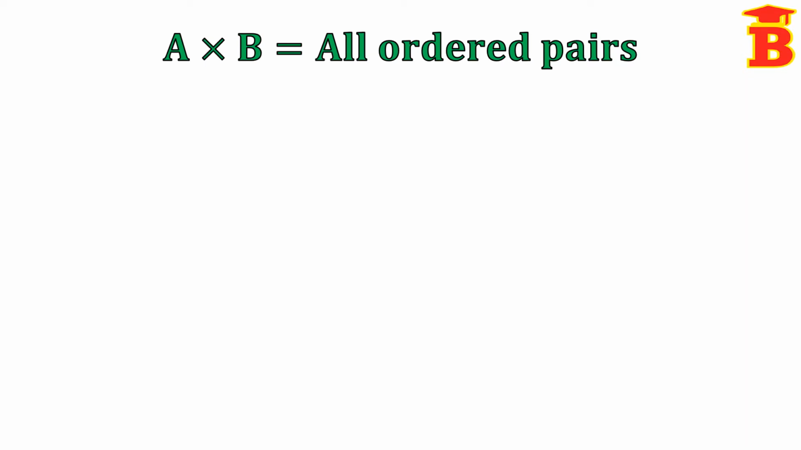Let us learn about the Cartesian product. The Cartesian product of two sets A and B is denoted as A cross B. So in problems, if you want to find A cross B, just combine the numbers in the sets A and B and write it as ordered pairs. We have to write all the possible ordered pairs.